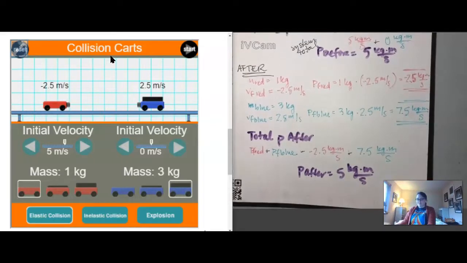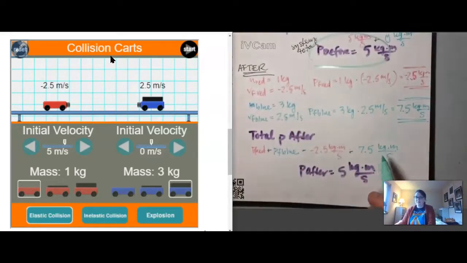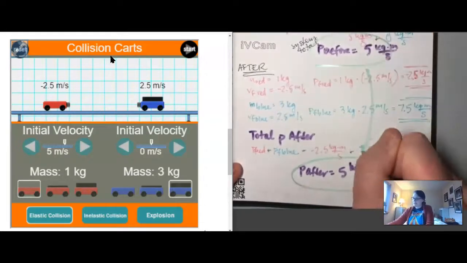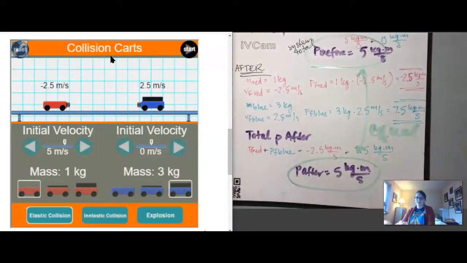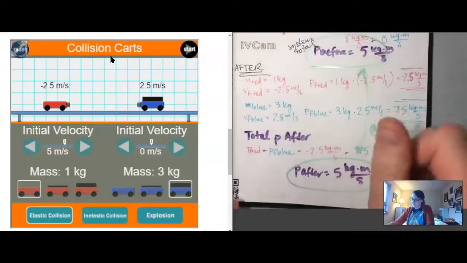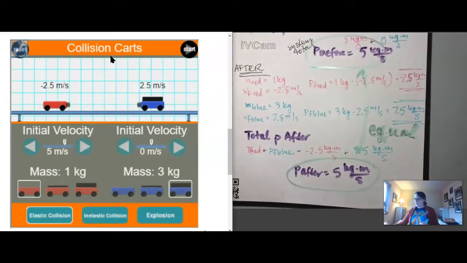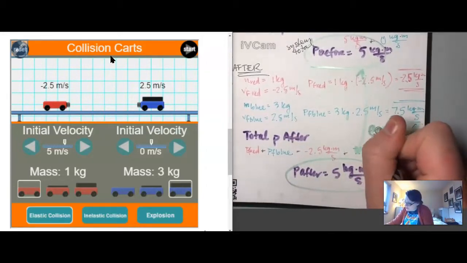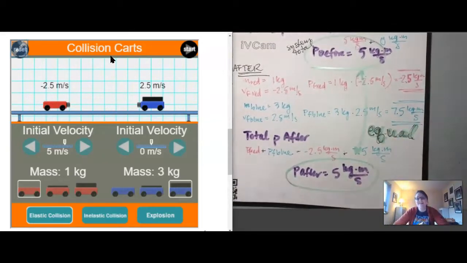What do you know? This is the whole point of the law of conservation of momentum. Up here, we have that the momentum before the collision is equal to the momentum after the collision. These should be equal. My highlighter doesn't write very brightly. These are equal. So this is how we show that momentum is conserved.